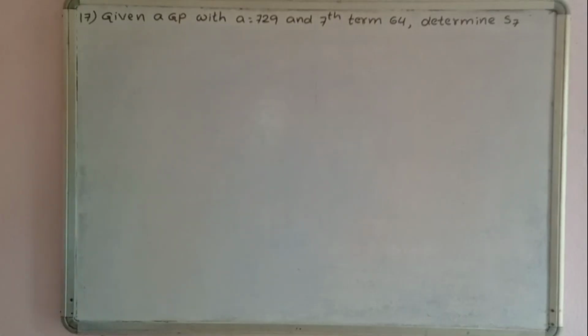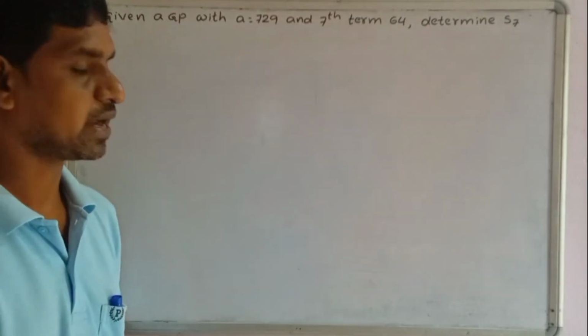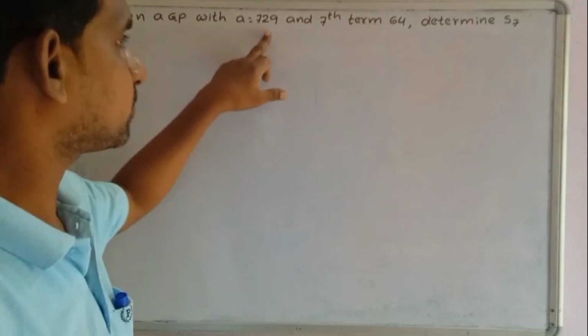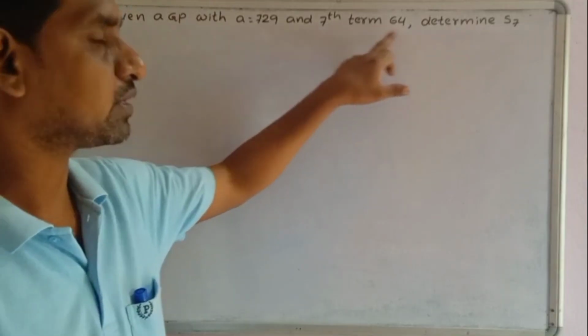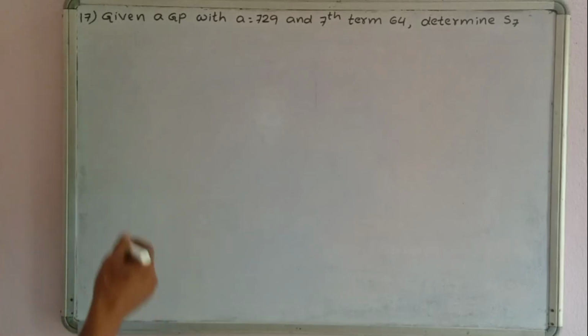Problem 17. Given a GP with a equals 729 and the 7th term 64, determine S7. The first term is 729, the 7th term is 64. We need to find the sum of the first 7 terms. See the solution.